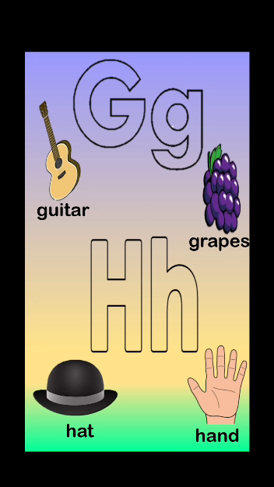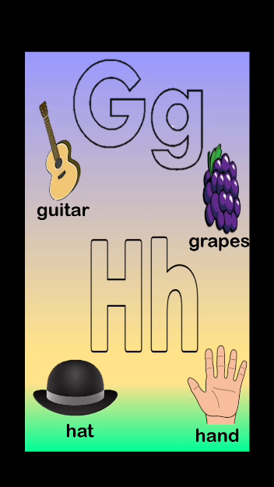Now the next letter is letter G. And the sound of letter G is G. G for guitar. G for grapes.